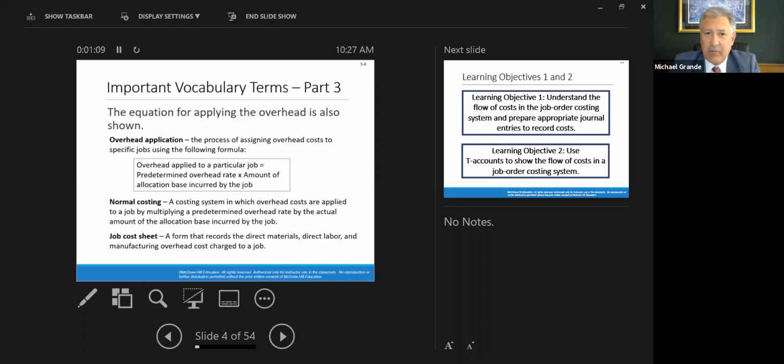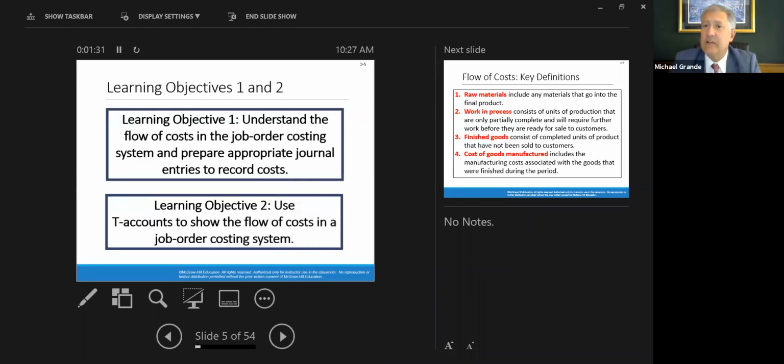We have overhead application, the process of assigning overhead costs to specific jobs using the formula, right? Overhead applied to a particular job equals the predetermined overhead rate multiplied by the amount of the allocation factor incurred. A job cost sheet is a form that records materials, labor, and overhead. We've seen all that. That was chapter 2.